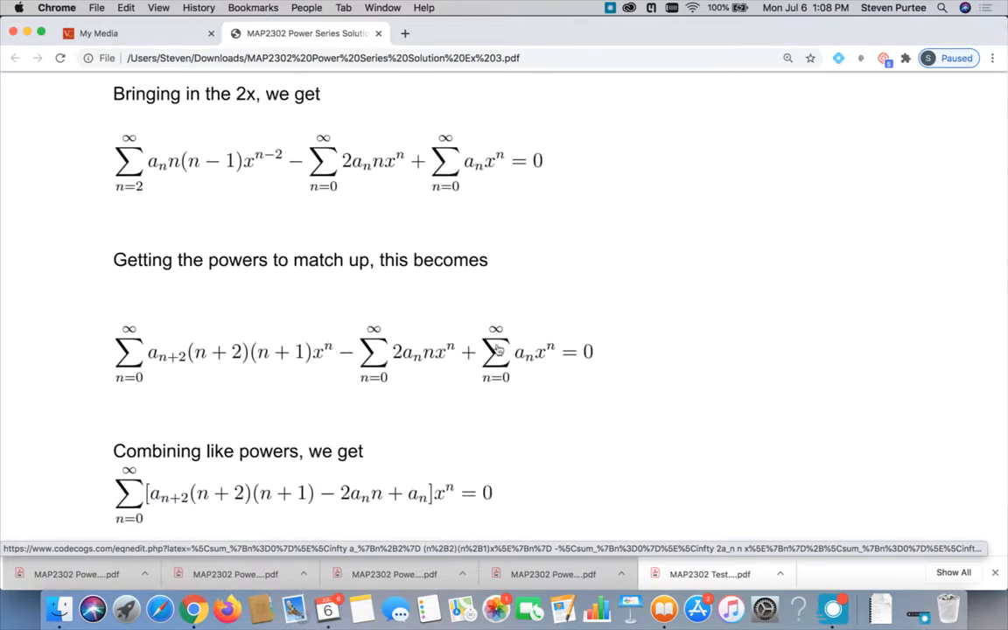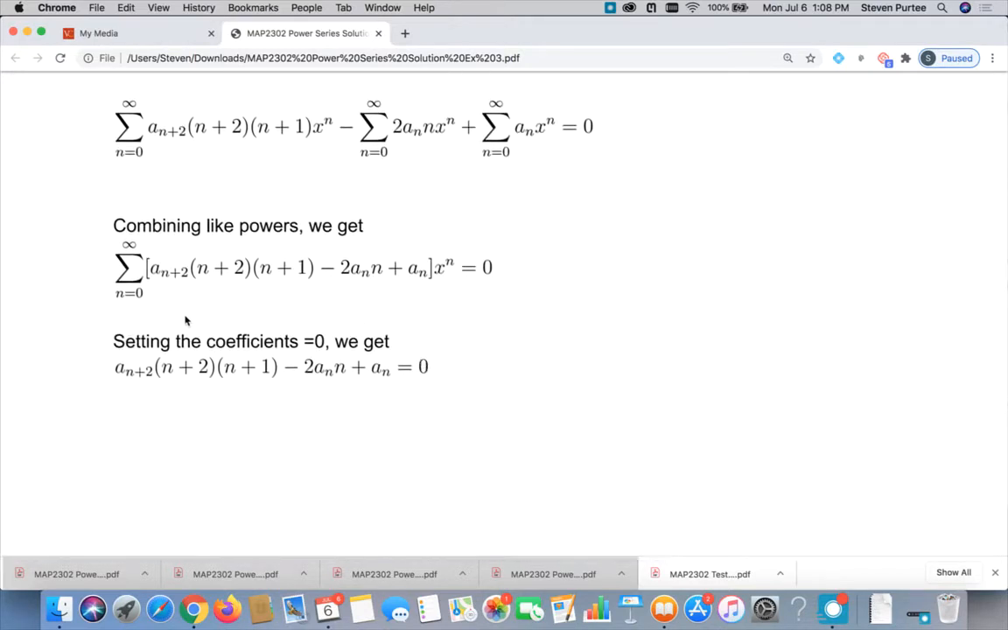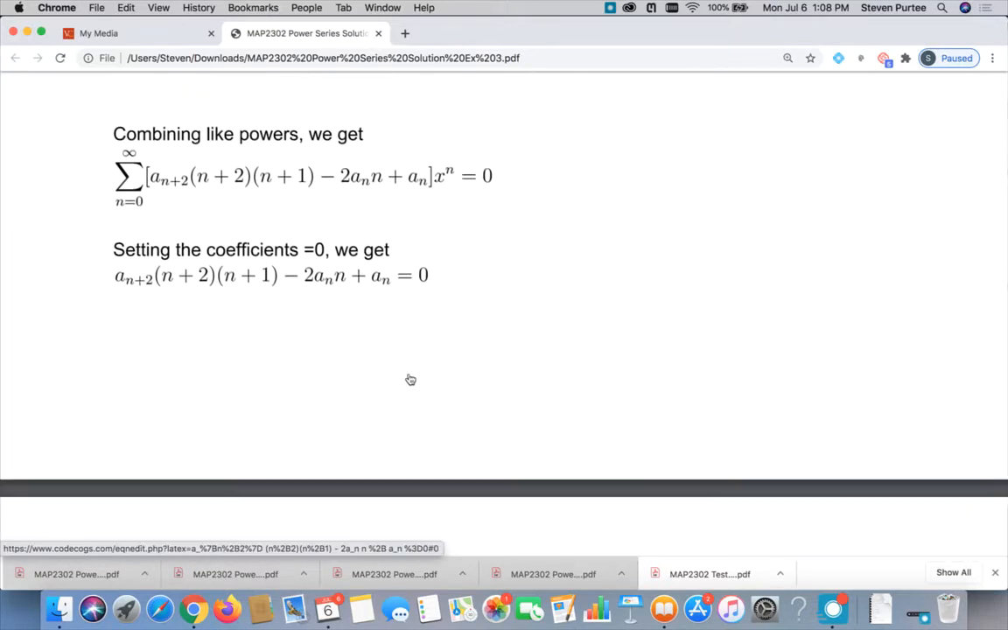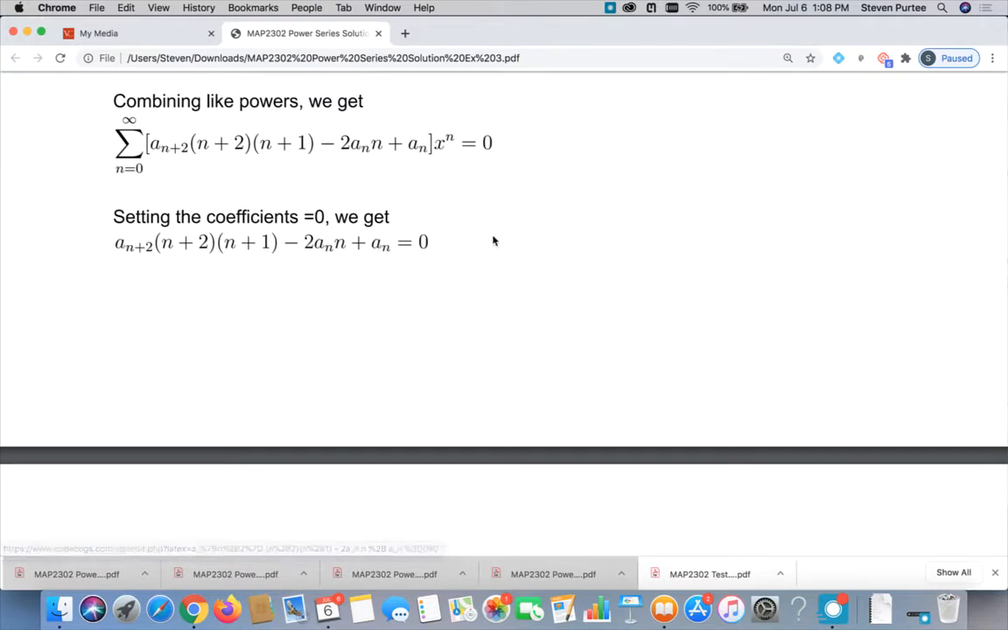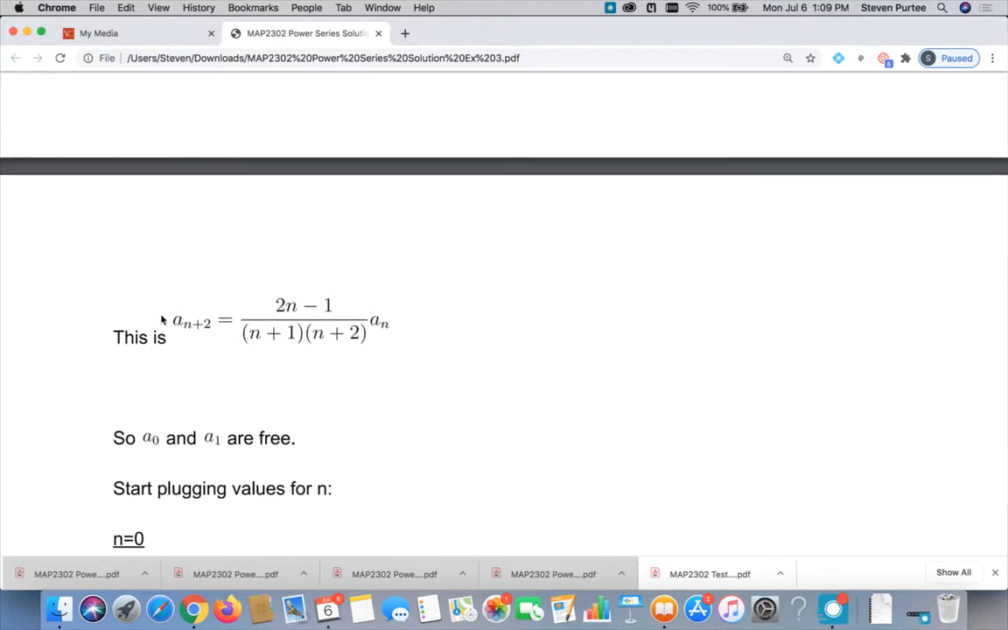Now that all the powers match and all the starting points match, I can squish this together into one single sum. That's this. The only way that's possible to equal 0 is if every single term, every coefficient, is 0. So we set all of this equal to 0, and we solve for a(n+2) in terms of an. There's a little bit of arithmetic there. Move this over, factor out the an and divide, and I got this. So a(n+2) depends on an.